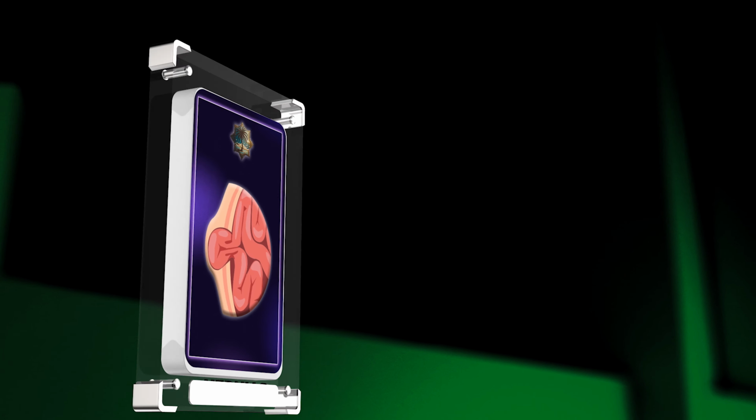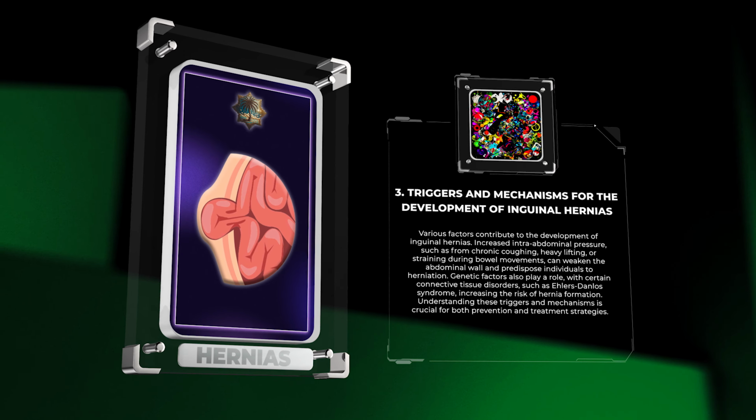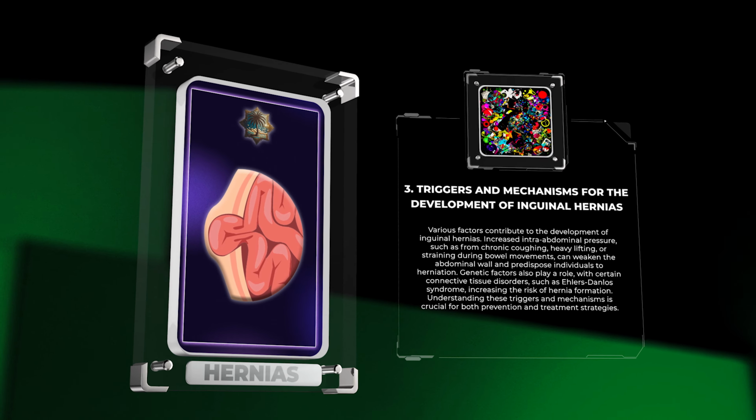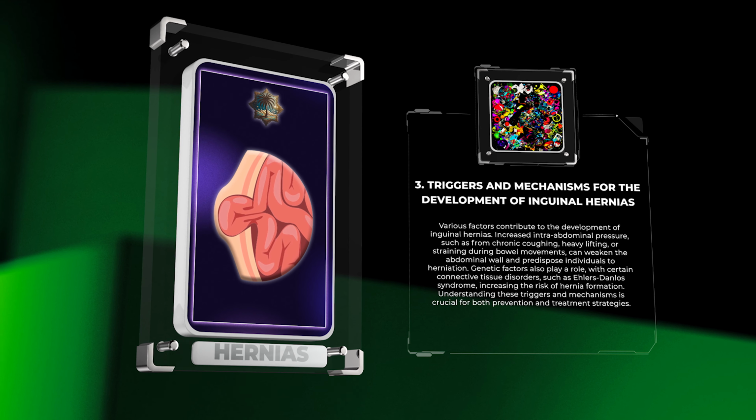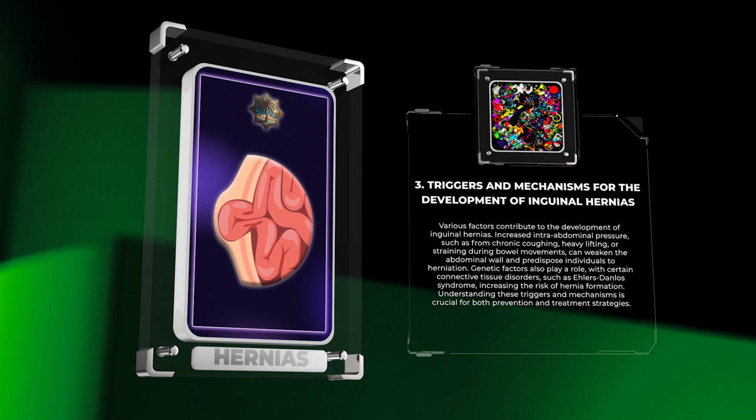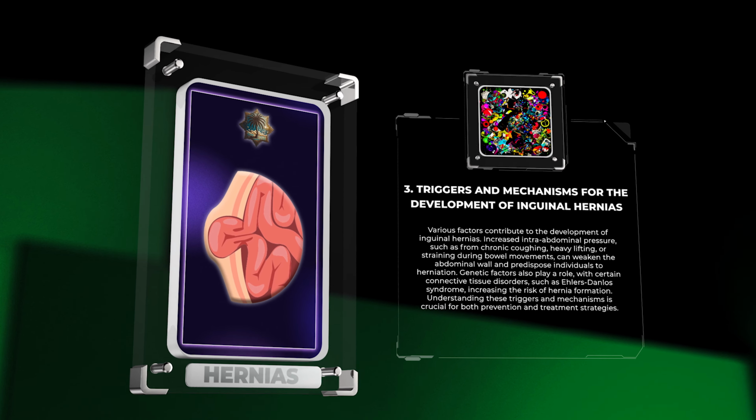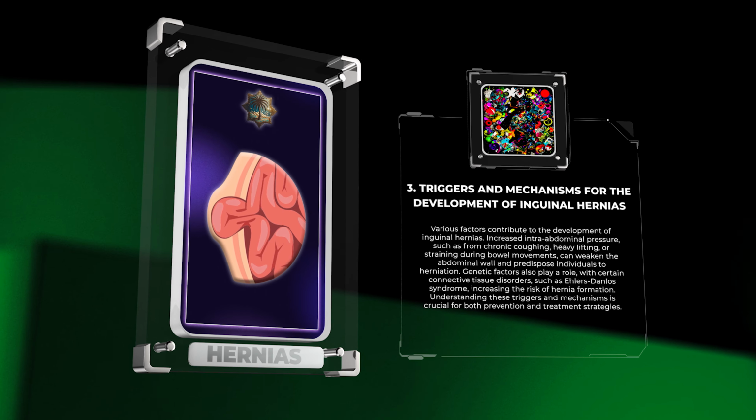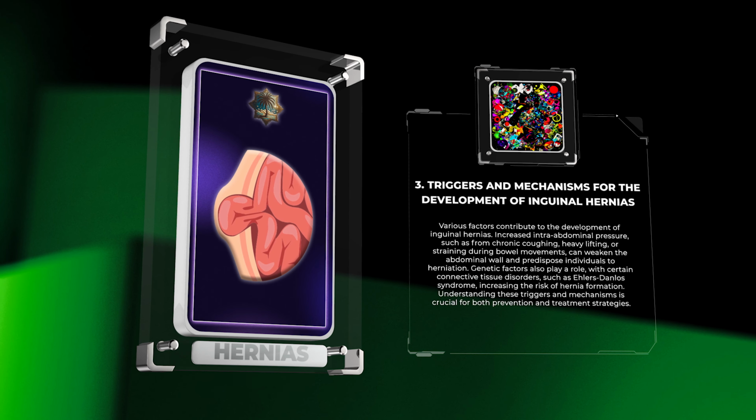Various factors contribute to the development of inguinal hernias. Increased intra-abdominal pressure, such as from chronic coughing, heavy lifting, or straining during bowel movements, can weaken the abdominal wall and predispose individuals to herniation. Genetic factors also play a role, with certain connective tissue disorders, such as Ehlers-Danlos syndrome, increasing the risk of hernia formation. Understanding these triggers and mechanisms is crucial for both prevention and treatment strategies.